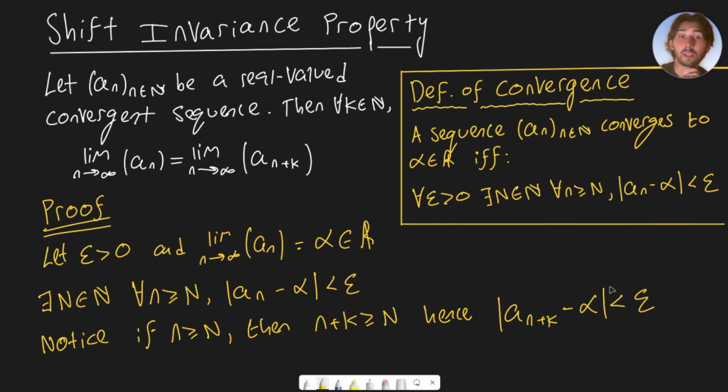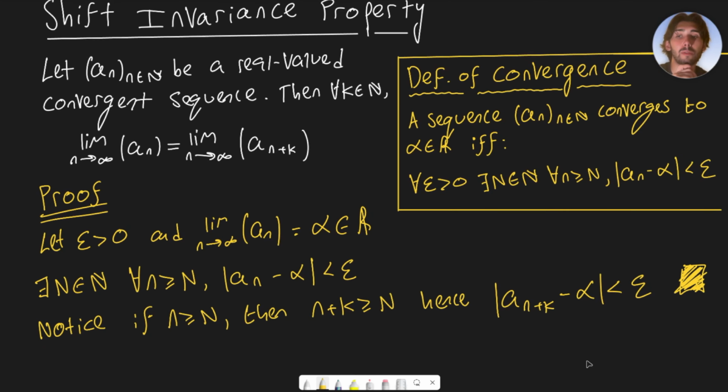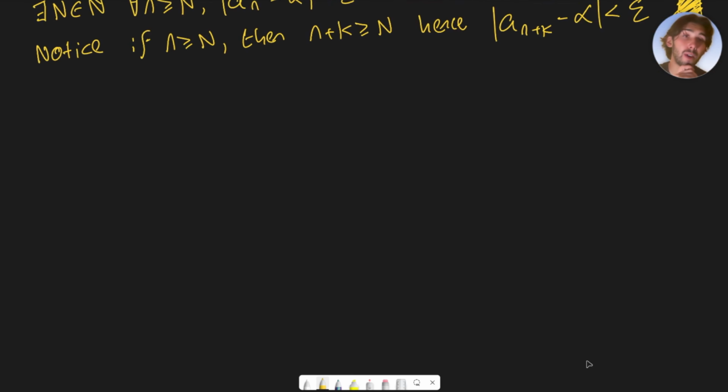So there exists an N in the natural numbers such that for all n greater than or equal to capital N, we do indeed have that the distance between the (n+k)th term and alpha is less than epsilon, which proves that the sequence a_(n+k) converges to the same limit alpha. Awesome, so that concludes that proof. Now let me just show you a quick example of how you could use this.